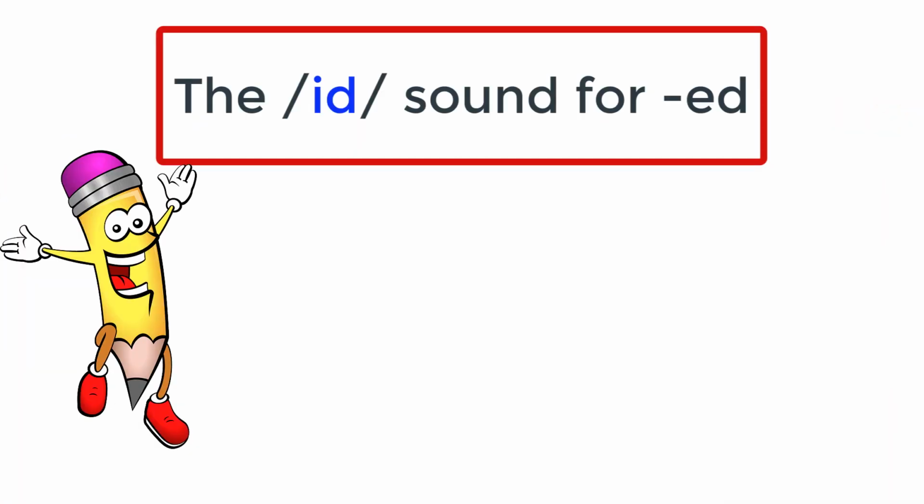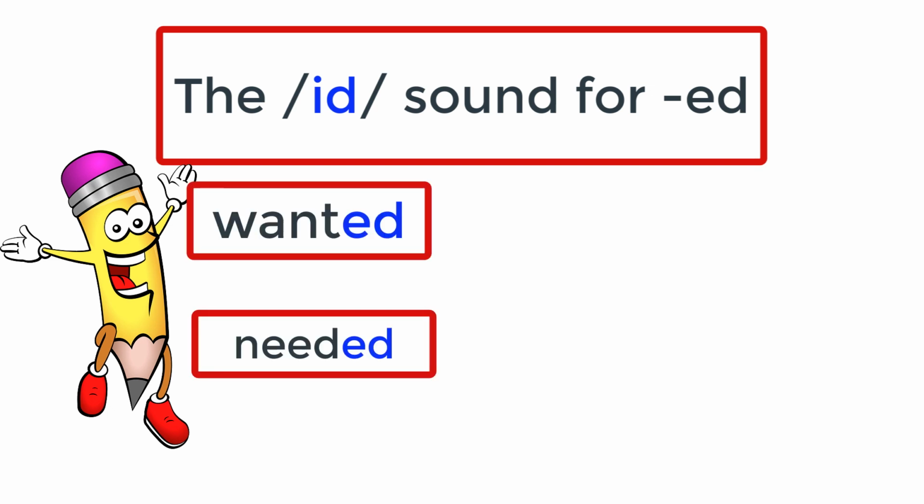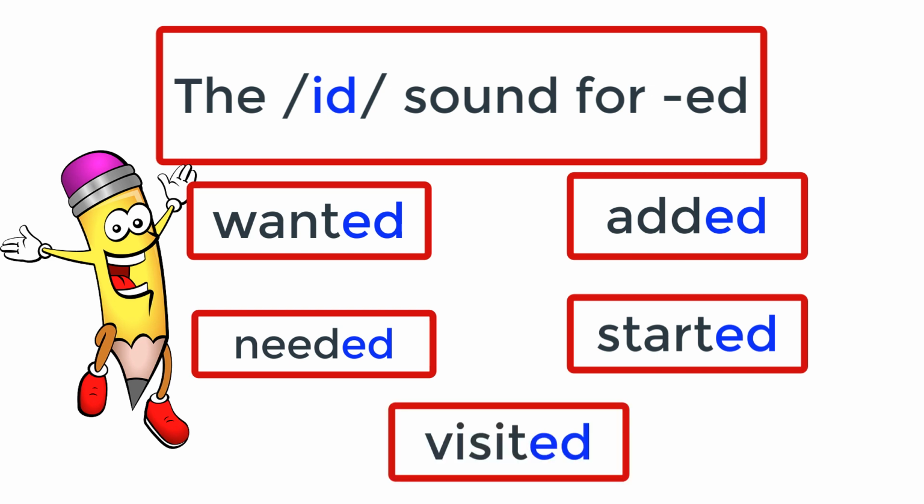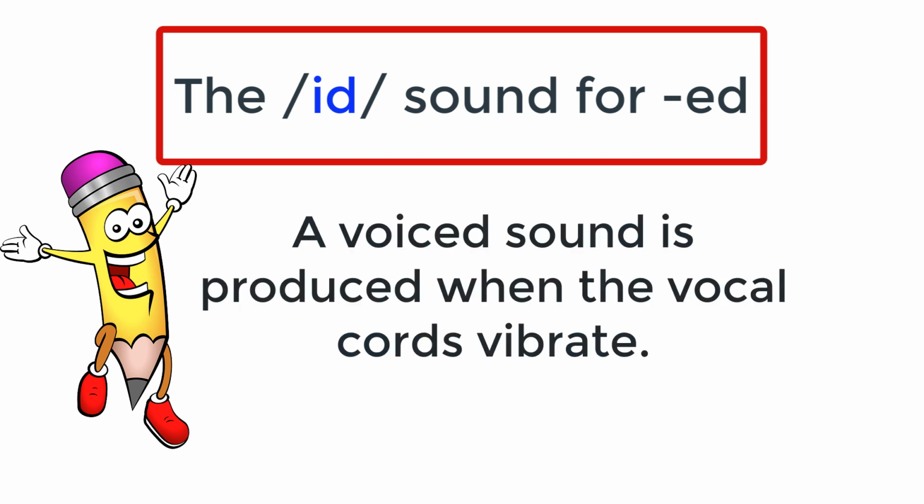Let's start with the id sound for ED. In words like wanted, needed, added, started, or visited, you will notice that the ED adds an extra syllable. It is pronounced id. It's a voiced sound that makes your vocal cords vibrate. If you touch your throat, you will feel this vibration.